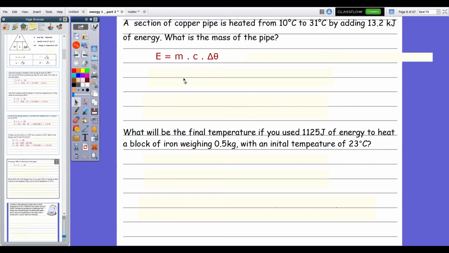Now we've got to rearrange this one. So this is the first one we've got to rearrange. We've been asked to calculate mass. So we're rearranging for M. M equals E over C delta theta.